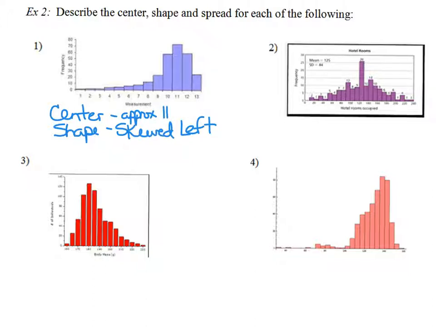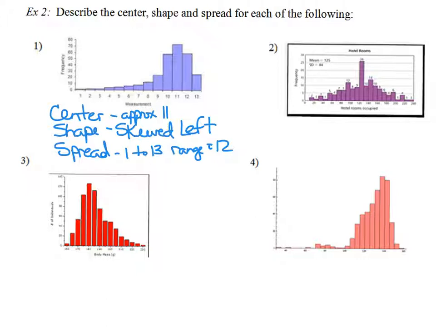And the last thing I want to talk about is the spread. For the spread, let's take a look at what the range is, or what the width of this graph is. This one goes from 1 to 13, so that tells me that my range is equal to 12.